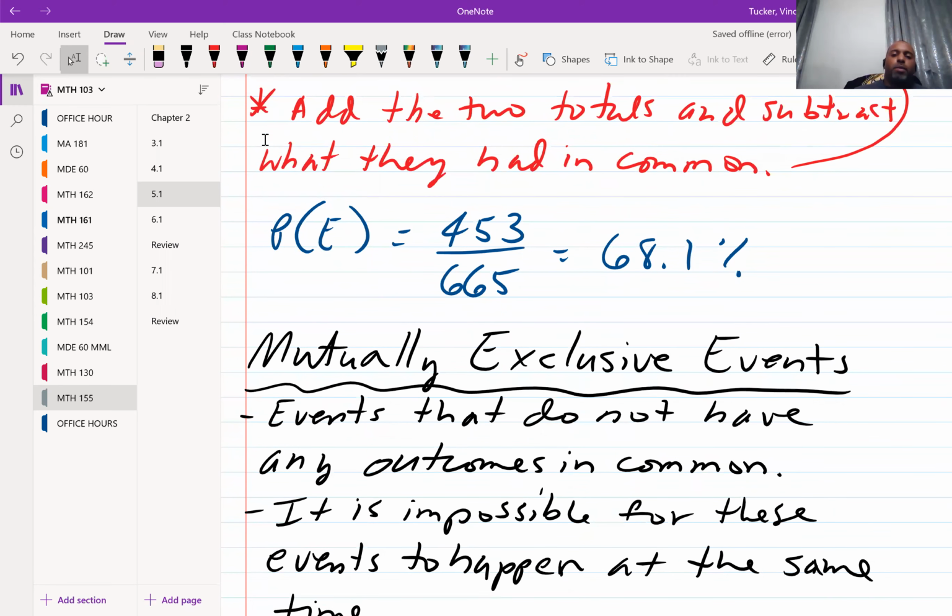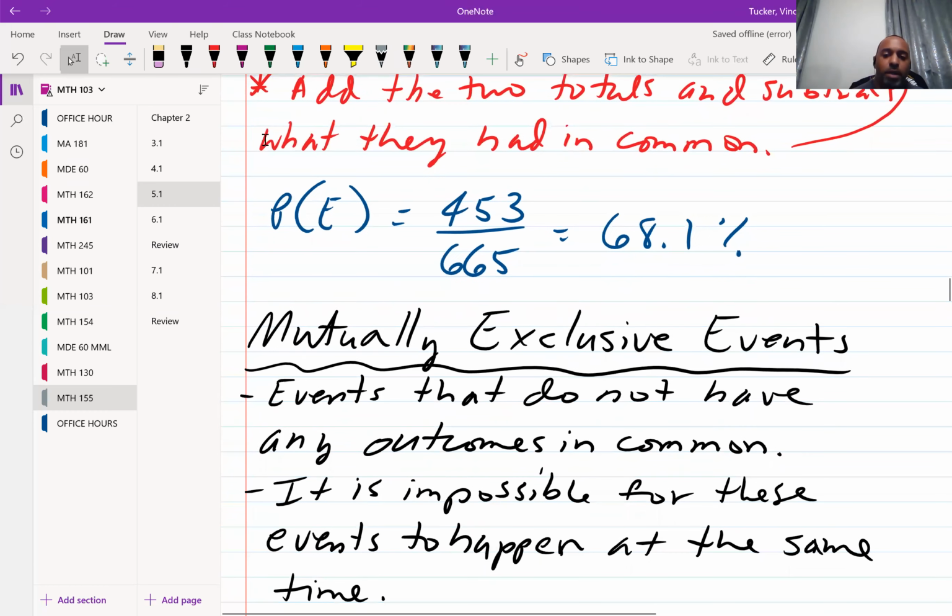All right, so now we're looking at mutually exclusive events. We kind of mentioned it earlier. These are events that do not have anything in common or any outcomes in common. So when we talk about being single and being married, those would be considered mutually exclusive events. Another way of looking at it is it is impossible for these events to happen at the same time.